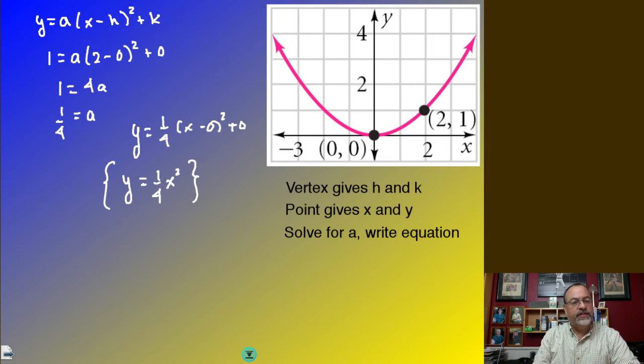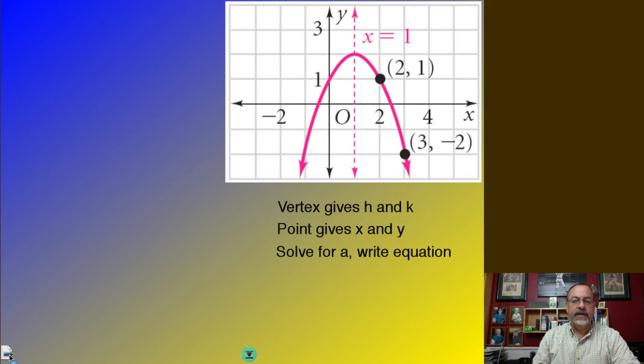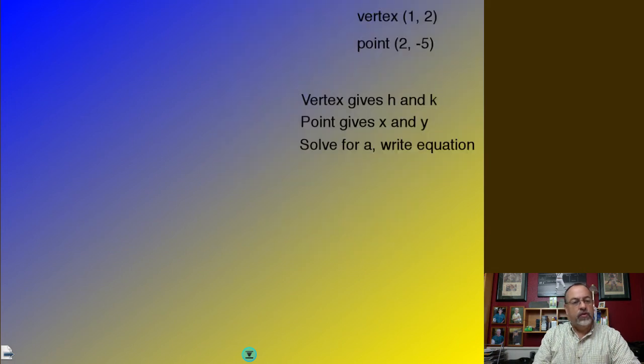All right, so let me do one more example where we're not given the graph, but we're just simply given the information. But again, nothing's different. If I'm told that the vertex is at 1, 2, and the point on the graph is 2, negative 5, what's the vertex form? And again, I simply need to remember what vertex form is and then substitute in the appropriate values. So let me real quickly say, I have a vertex, that's my h and k. I have a point, that's my x and y, so I'll need to figure out what a is. So I'll simply substitute these values in.